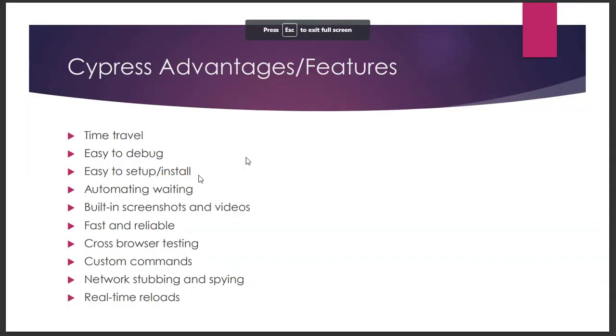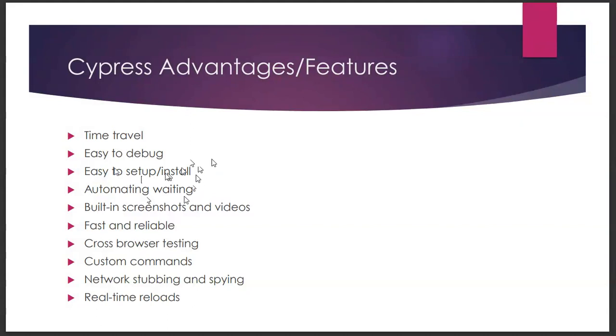The second one is easy to debug. Cypress provides an interactive test runner with built-in developer tools such as the Chrome Dev Tools. You can pause and debug your test, set breakpoints, and inspect the application state at any point during the test execution. This makes it convenient to troubleshoot failures and analyze test results. The third one is easy to set up and install. It has a very easy installation process, which will be completed in 5 to 10 minutes hardly.